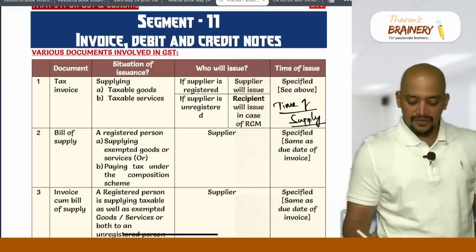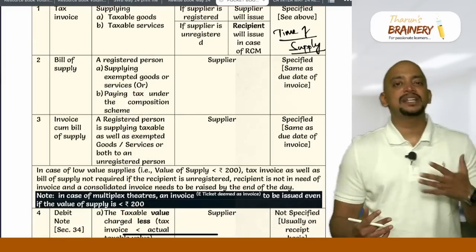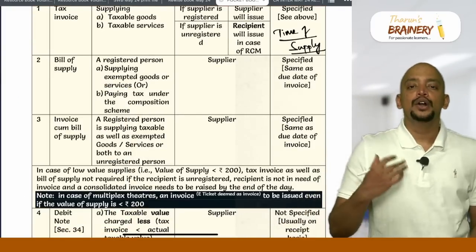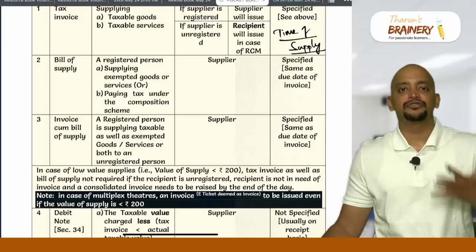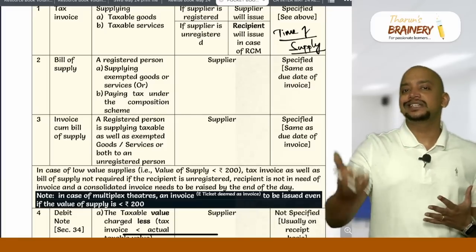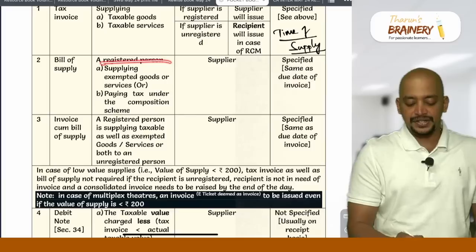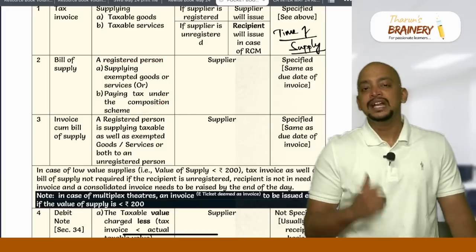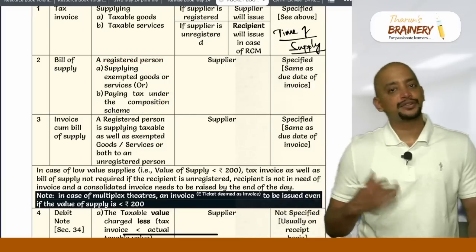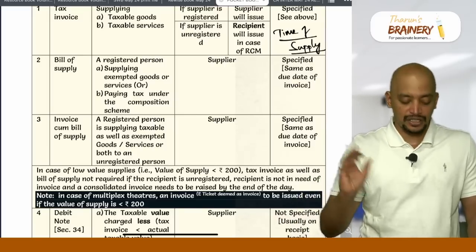Okay. So then we are moving on to bill of supply. Who will be giving bill of supply? Bill of supply is given by a registered person who is making exempted supply, or a person opting for composition scheme, because a person opting for composition scheme should not recover the GST from the recipient. Therefore the name of the document will be bill of supply. Generally, bill of supply is given by the supplier to the recipient, and the time limit for bill of supply is the same as the time limit for tax invoice.